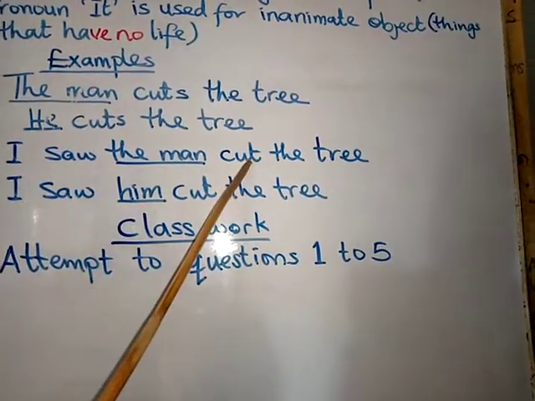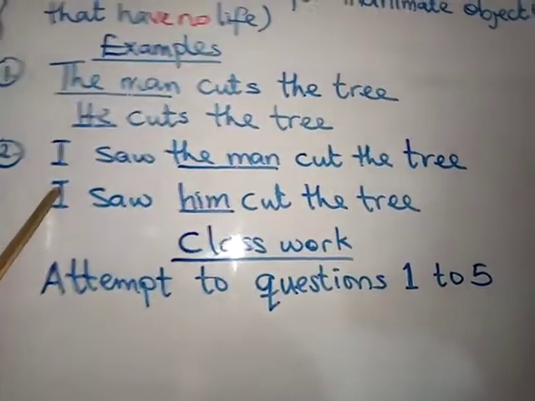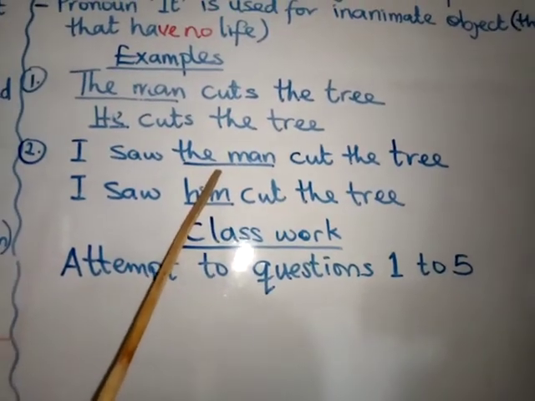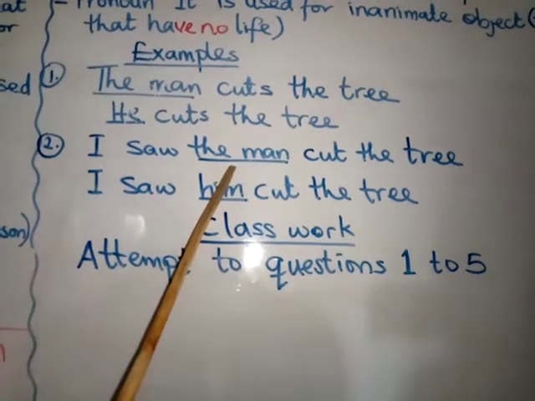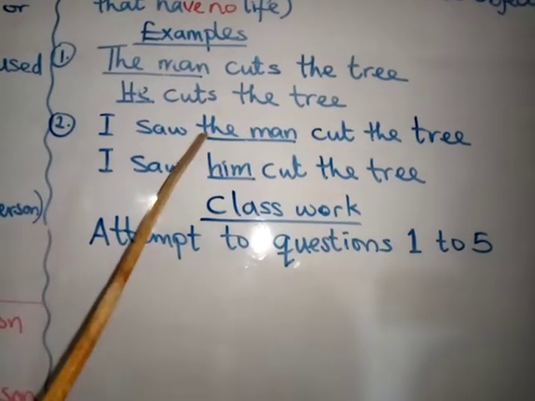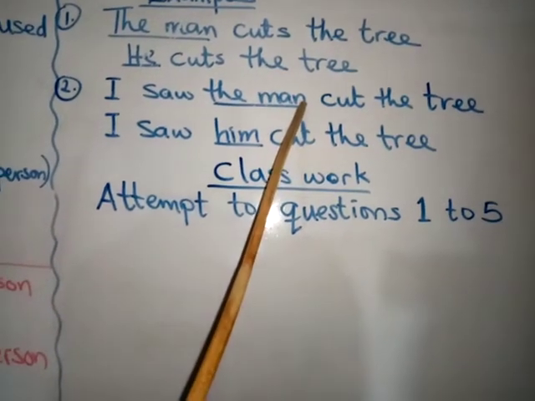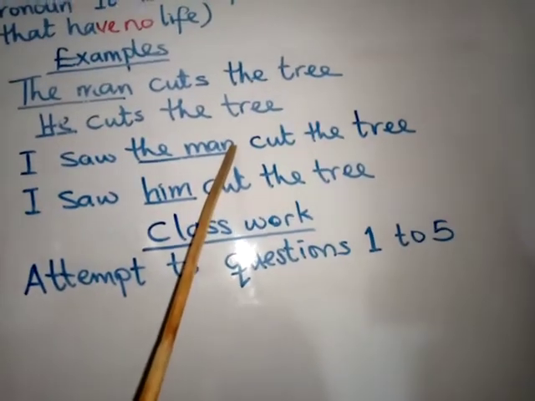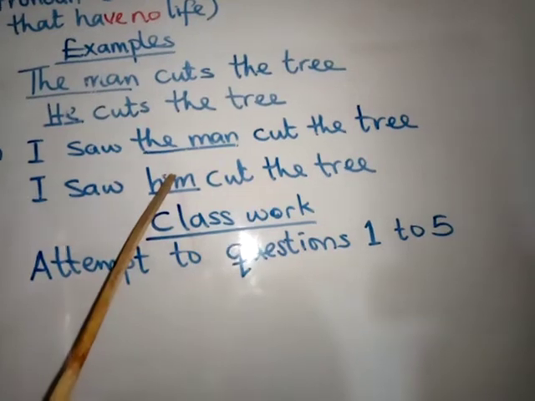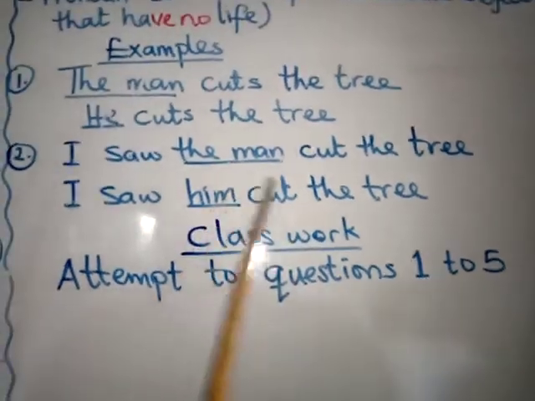I saw the man cut the tree. The man here is no longer the subject. He is the object. He is the one that received the action saw. I saw the man. So the man here is the receiver of the action. Because the man is the object, we cannot use he. We rather use him. I saw him cut the tree.